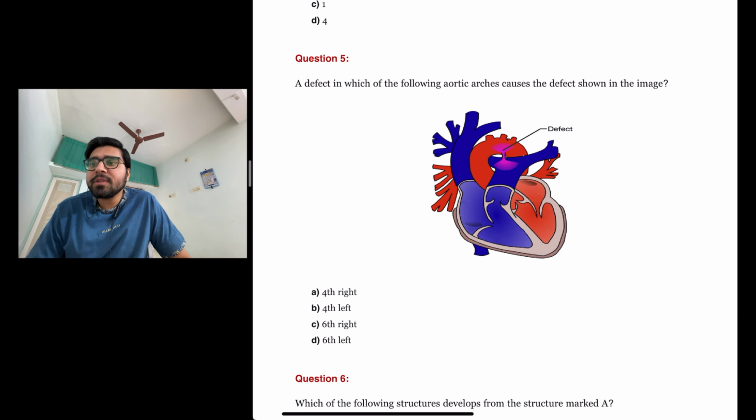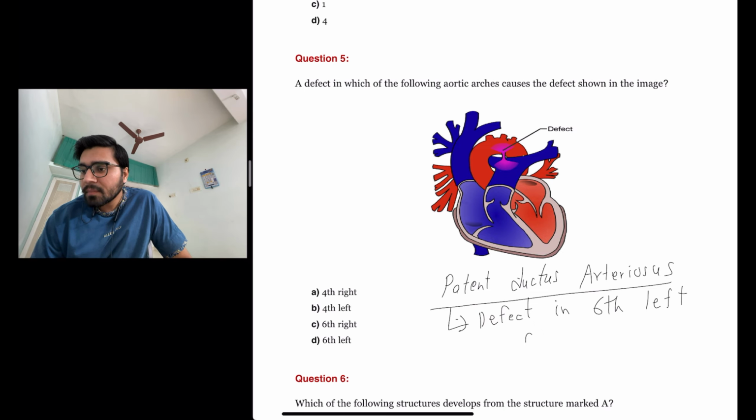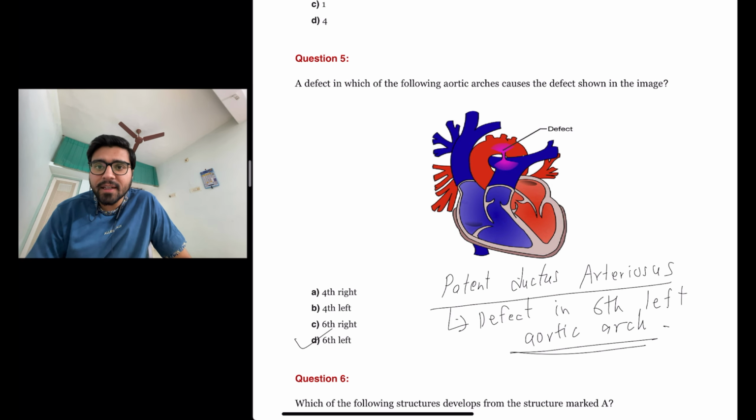A defect in which of the following aortic arches causes the defect shown in the image? This defect shown in the image is patent ductus arteriosus, and which is seen due to the defect in sixth left aortic arch. So the answer here is D, sixth left aortic arch.